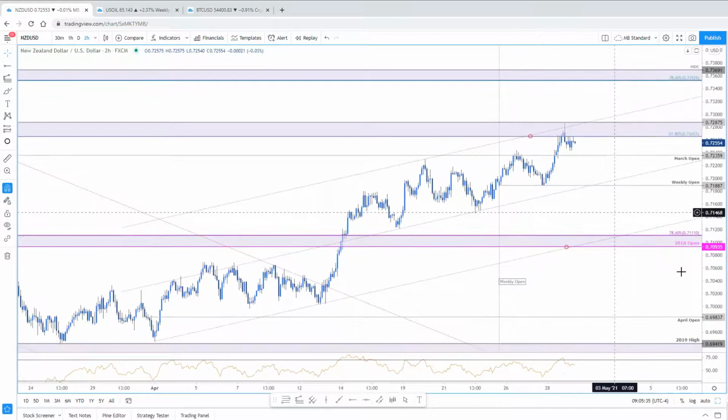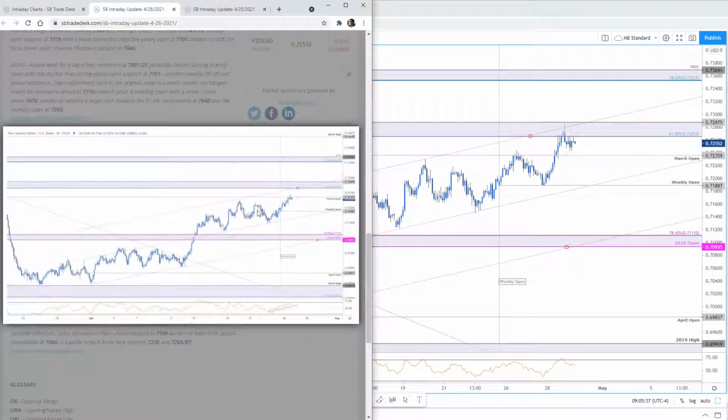Right, so no change to any of those levels. We've simply stretched, and here we are looking for inflection. A breach above 72.85, like I said, there's nothing until 73.70. So it's almost a 100 pip rally up if this breaks.